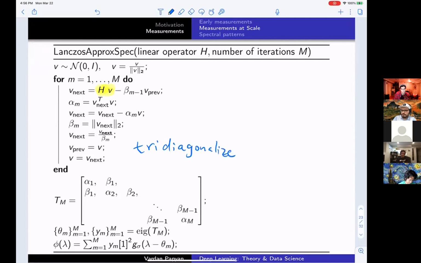Tridiagonalize. What do the words tridiagonalize even mean? Tridiagonalize means that you take a matrix H and you run the algorithm, and then the algorithm creates a three-diagonal matrix, which we call T. So essentially, the algorithm is creating a set of vectors that if you multiply by these vectors on the left and on the right, you get a three-diagonal matrix. Do you see this? Three-diagonal means three diagonals.